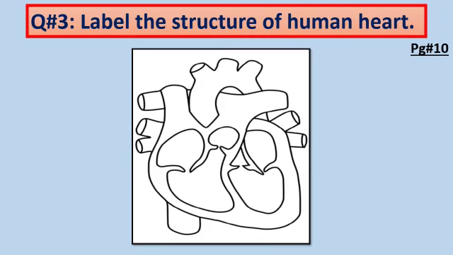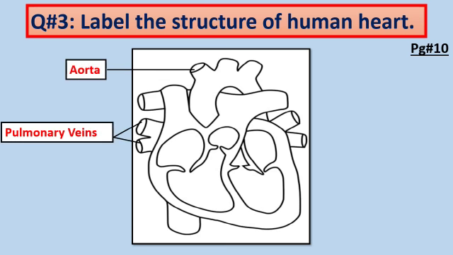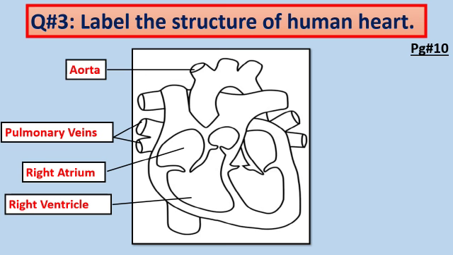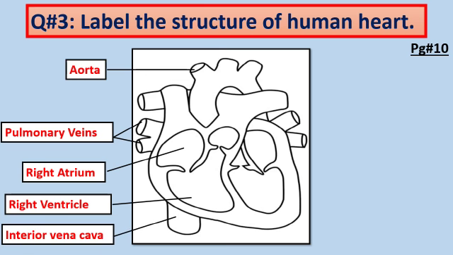So dear students, on page number 10, the question number 3 is label the structure of the human heart. Firstly, we will label the right side of the heart. The first one is aorta. Then the second part is pulmonary veins. The next part is right atrium. And the next, right ventricle. And the last part is inferior vena cava.